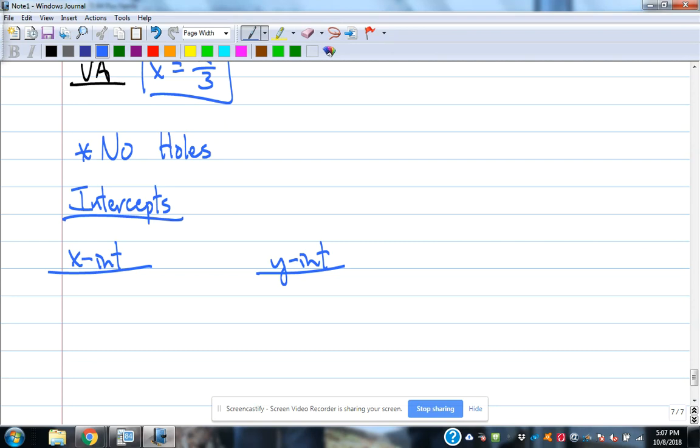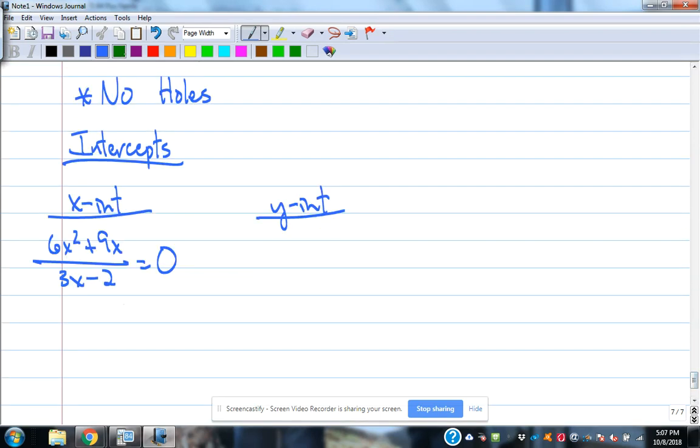X-intercepts are usually the toughest. What do we do to find an x-intercept? Set y equal to 0. All right, good. The simplified version. So I got 6x squared plus 9x over 3x minus 2 equals 0. And if I wanted to, I could go ahead and start with that factored form. Either of those. I went back to the original because it didn't simplify at all, but I really probably should have gone to the factored form because that's going to save me a step later on.